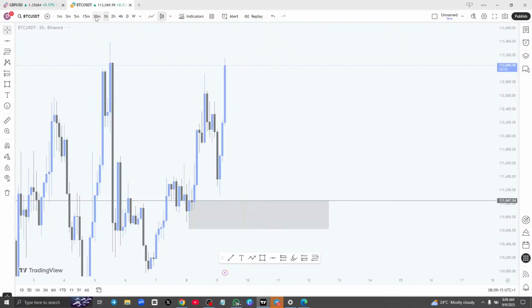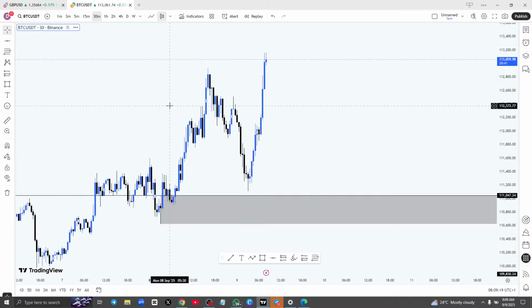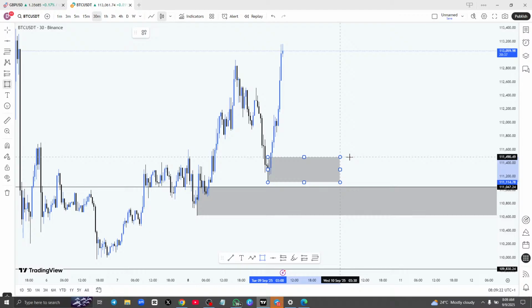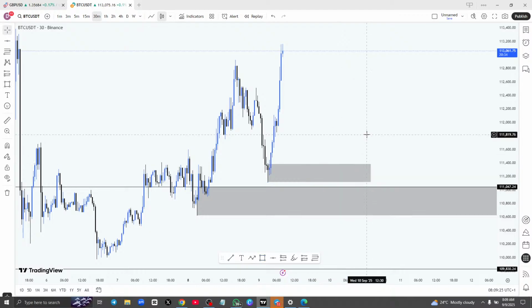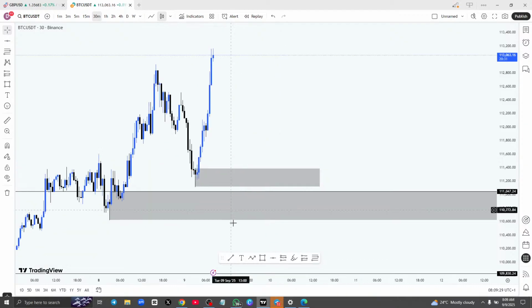Then on the lower time frame, it created another order block, another POI above it. It created this order block right here. So this is pretty much also a good order block, a nice POI to buy from. Why? Because it just had its break of structure.